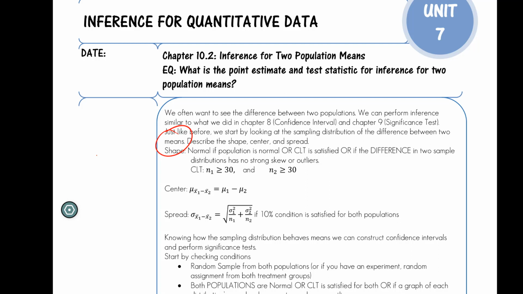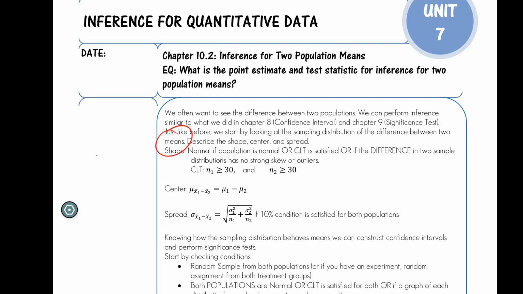So, shape. Remember, we want to see that normal-ish shape, where it's going to be the t distribution, okay? And that's going to be able to be used so long as the population is known to be normal, or the CLT is satisfied, or the difference in two sample distributions has no strong outliers, okay? So that's n1 must be greater than or equal to 30, and n2 must be greater than or equal to 30. Center, we know that the average difference between two sample means will be just the difference between the two means. So that's going to help us out.